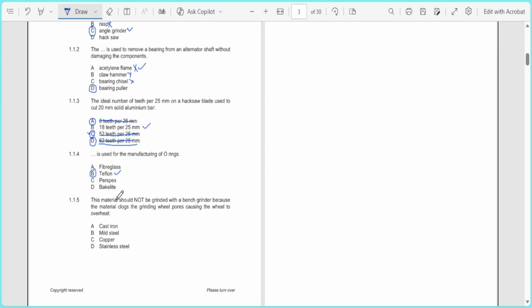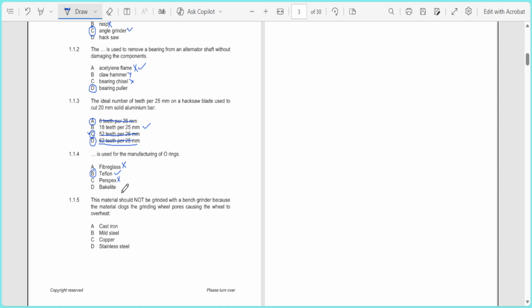What about C? The Perspex. What about it? Is this obvious though? You know what? I'm going with B for this one. Fiberglass, no. Okay, what about this one? Oh yeah, Perspex is a brittle material. It's very brittle, so it is unsuitable for compression sealing. So this one is also out.